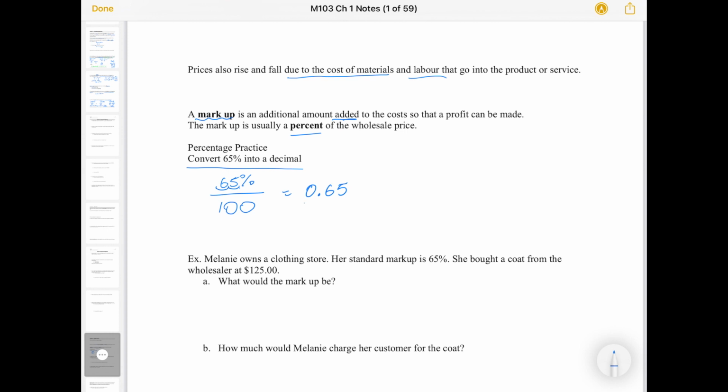So 0.65 is the same thing as 65%, but this is the actual number of it. That's what I'm going to be using in my calculations in the math. I can never use the percent number. Always, always the decimal.